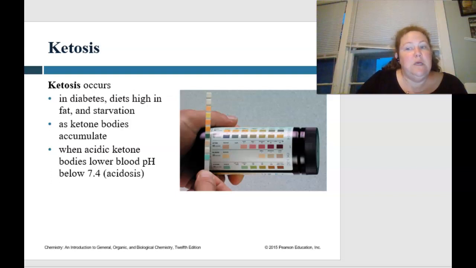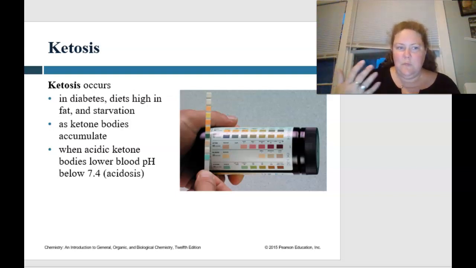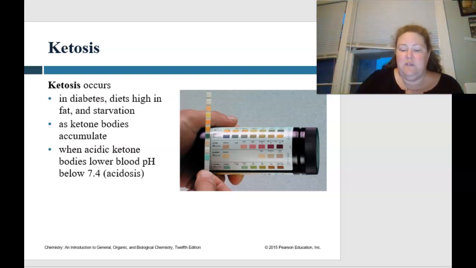Ketosis occurs badly in diabetics or diets that are high in fat, and actually starvation as well. And as ketone bodies accumulate, the acidic ketone bodies are going to lower the blood pH below 7.4 because ketones are acidic. Okay, so in diabetics it's bad. Sometimes when you're purposely doing it for short periods of time, like the keto diet, it's okay.